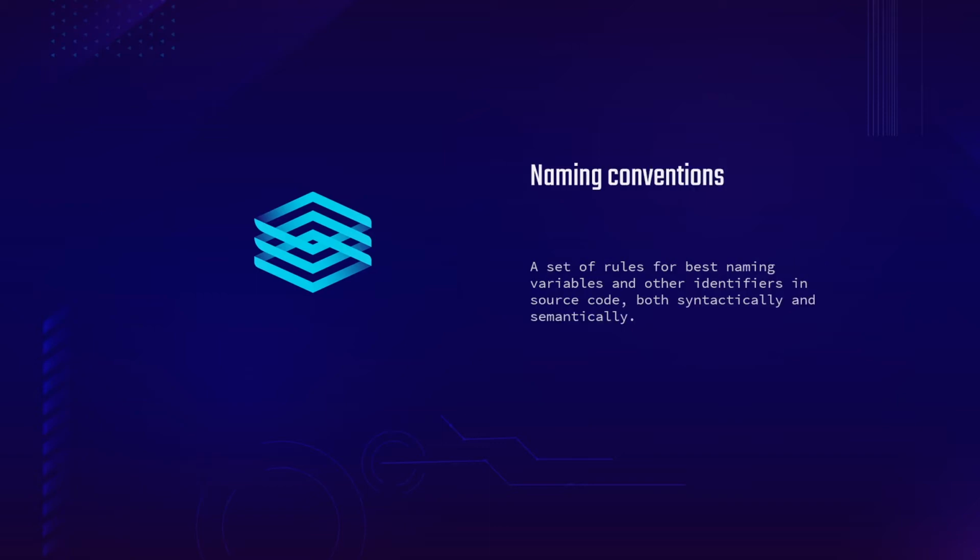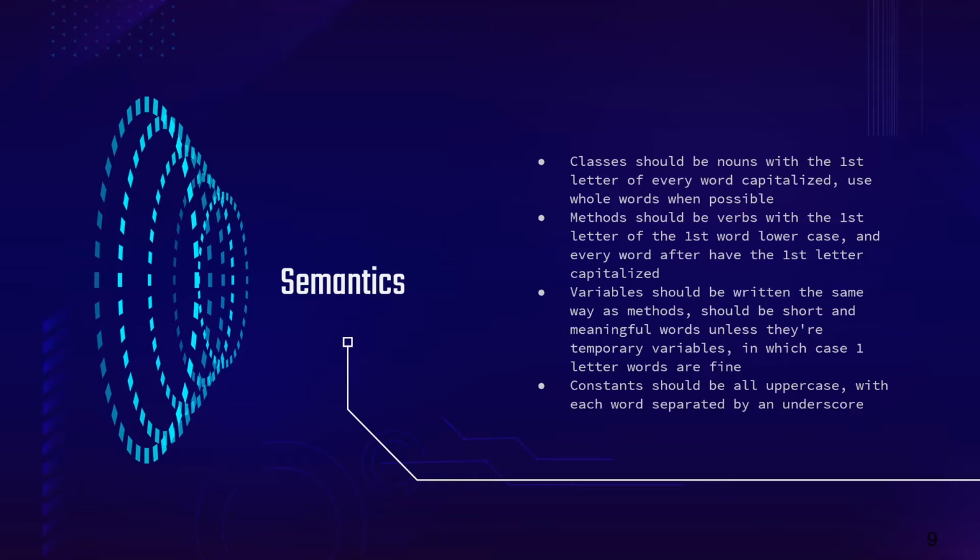Naming conventions are going to be kind of important. It's a set of rules for best naming variables and other identifiers in the source code, both syntactically and semantically. So those differences, semantics. This is like the how we're going to be naming things. They aren't technically wrong, but you should keep to some standard. So classes should be nouns with the first letter of every word capitalized. Try to use whole words when possible, and honestly, when you're writing for something professional, don't be afraid to use really long names. It just helps.